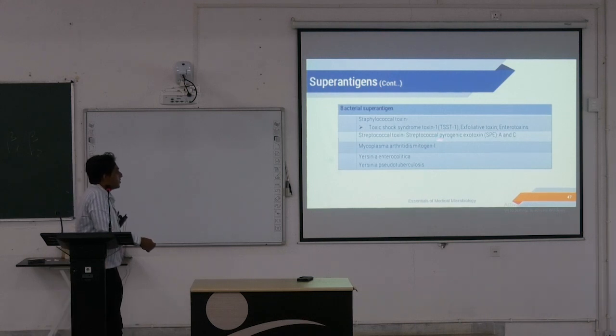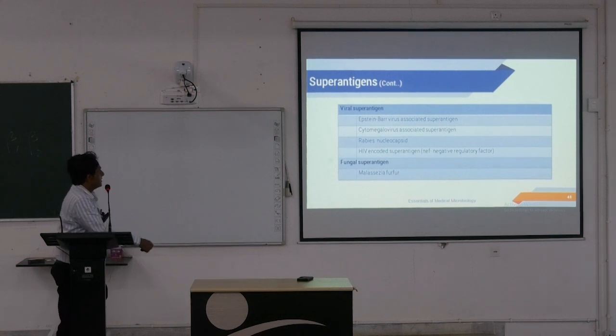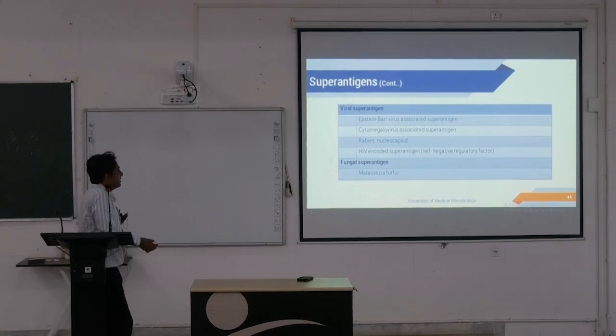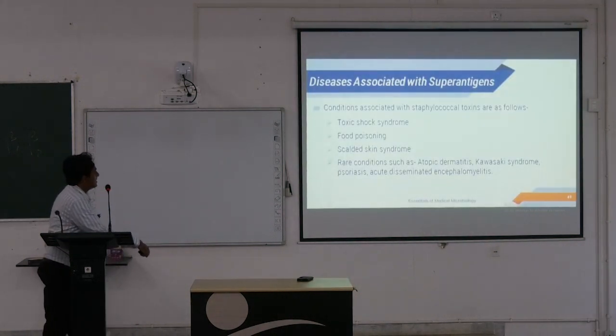স্ট্রেপ্টোকক্কাল টক্সিন, যেটা স্ট্রেপ্টোকক্কাল পাইরোজেনিক এক্সোটক্সিন, এইগুলো। ভাইরাল সুপার অ্যান্টিজেন্স হচ্ছে এপস্টেইন-বার ভাইরাসের অ্যান্টিজেন, সাইটোমেগালোভাইরাস অ্যান্টিজেন, রেবিসের নিউক্লিক অ্যাসিড। ফাঙ্গাল সুপার অ্যান্টিজেন হচ্ছে ম্যালাসেজিয়া ফারফার, ঠিক আছে। কি কি ডিজিজ করে সুপার অ্যান্টিজেন্স?